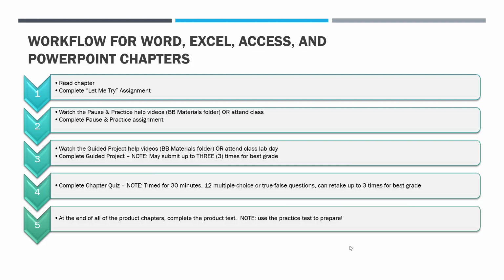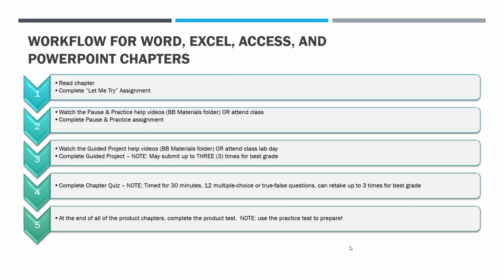So then you're going to complete that pause and practice assignment. You'll submit that to Blackboard. For pause and practice, it's hand graded by your instructor. You can only submit that one time. Then you would move on to step number 3, and that would be to watch the guided project help videos once again, or attend a class lab day, or a combination of both.